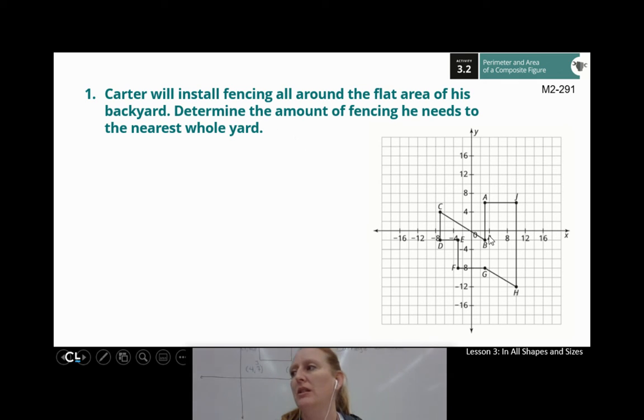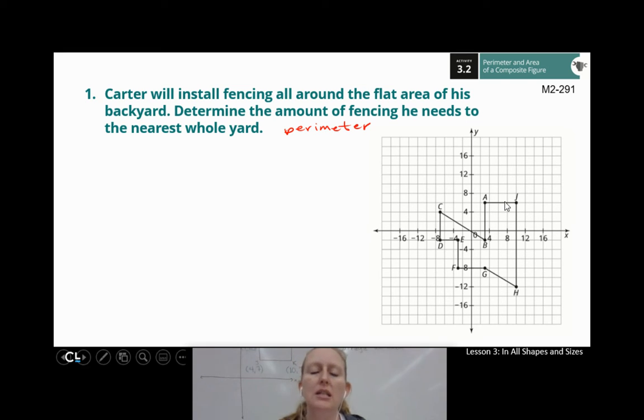So if he wants to know fencing and he's going to put it around the outside of the yard, this is perimeter, right? I mean, we're finding the perimeter. This is totally a perimeter problem. So I'm just going to make a little note here. We're doing perimeter, right? So if we're doing perimeter, we got to figure out all of these lengths.